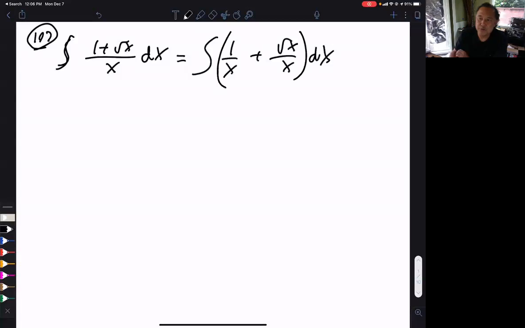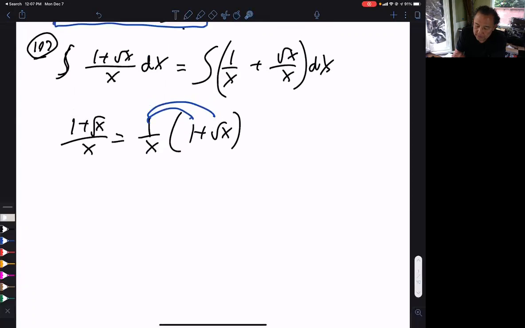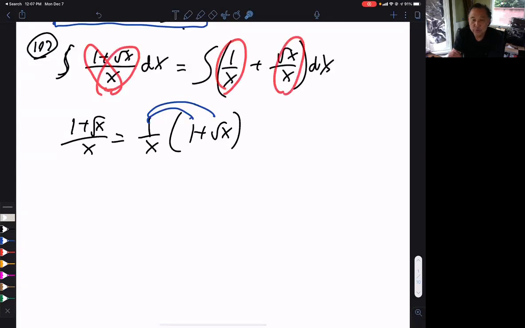Okay, that's algebra. And let me show you why that works. 1 plus radical x over x is the same as this. And you are allowed in algebra to distribute. So when we distribute this, that distributed that gets you 1 over x. And then this distributed here gets you 1 over x times radical x, which is that. So that's why you're allowed to do that. So the shortcut is you divide that, and then you divide that, and you get 2 of those.